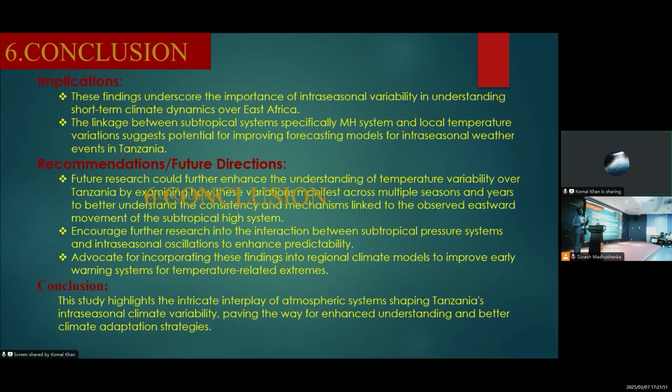If you can use these results, you can incorporate them in the model, then it will underscore the importance of studying this. This study highlights the intricate interplay of atmospheric systems shaping Tanzanian transitional climate variability, paving the way for enhanced understanding and better climate adaptation strategies because of the rain-fed reliance of our country in agriculture. Then we need adaptation strategies, and we need to have accurate prediction of weather, and studying transitional may be one of the solutions.